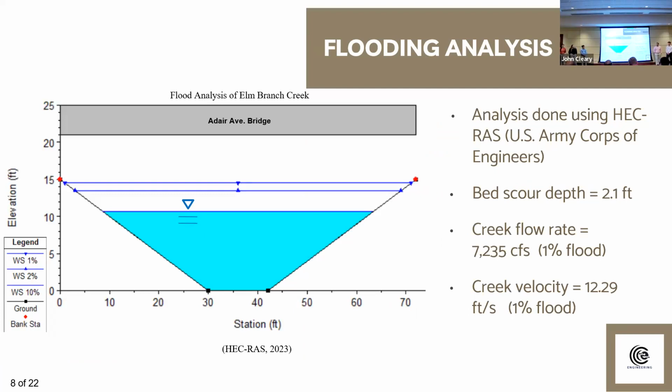Using the U.S. Army Corps of Engineers HEC-RAS software, we were able to determine the water depth for the trapezoidal channel under our bridge for the 10, 50, and 100-year return period storms. Using this, we were able to determine a bed scour depth of 2.1 feet directly under our bridge. Our creek flow rate for the 100-year storm was around 7,000 cubic feet per second. And then associated with that, we had a velocity of around 12 feet per second. So also for the 100-year storm.